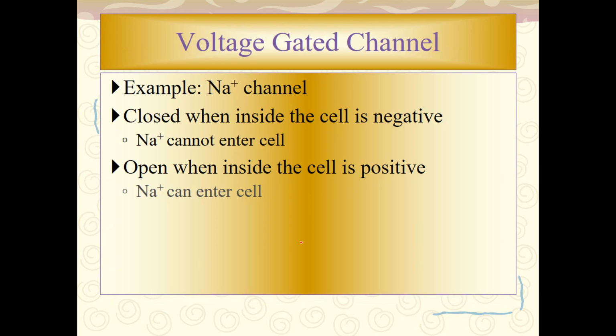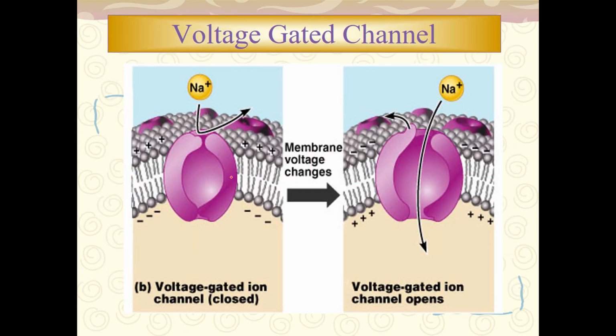So a voltage gated channel example is a sodium channel. It's just for sodium. Closed when the inside of the cell is negative, open when the inside of the cell is positive. So here is what it looks like at rest. This voltage gate is closed. Once this patch changes, it's now negative and positive. This gate's going to open, sodium enters. Hopefully you can start to picture how this happens, what is going to transpire here.